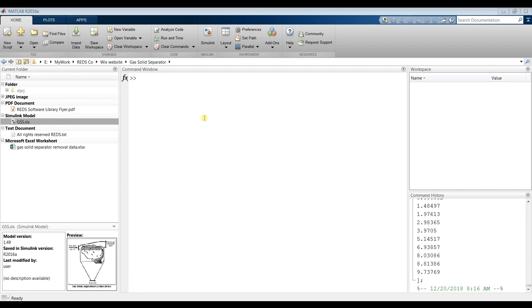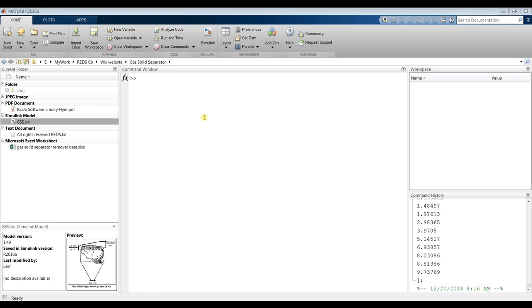Let's talk today about gas solid separators. It's a device for dust separation or particles to purify air from dusts and unusable particles and something like this.